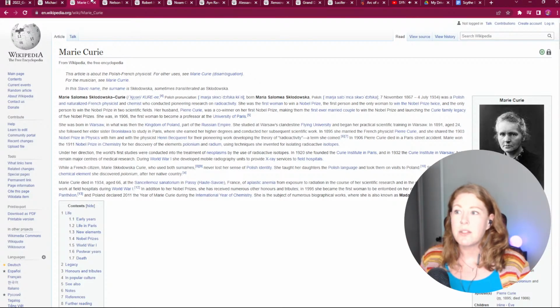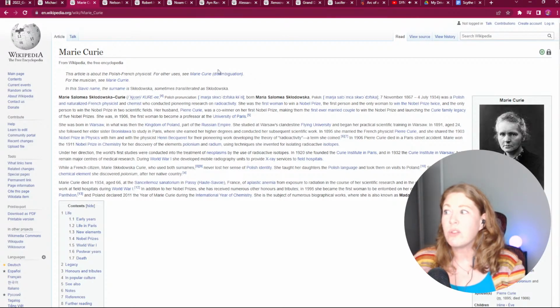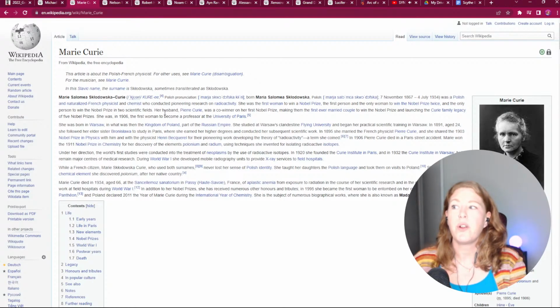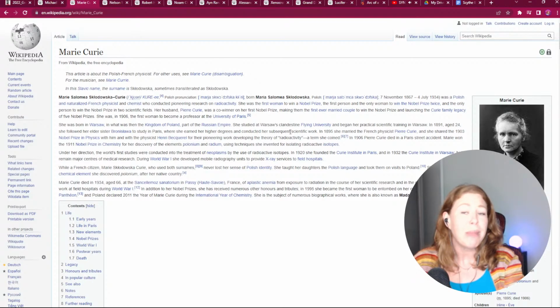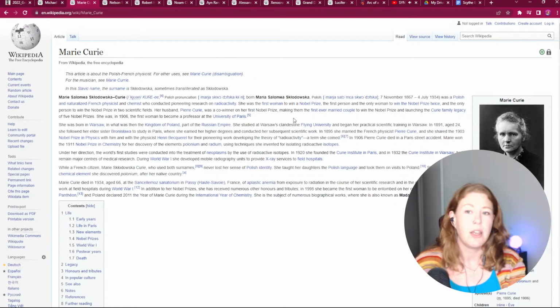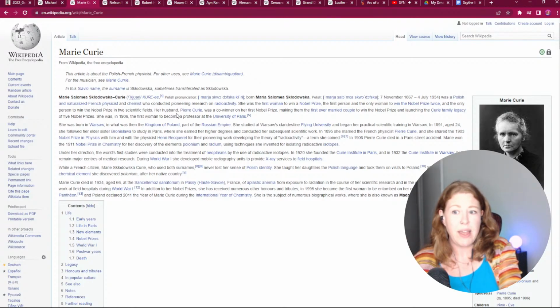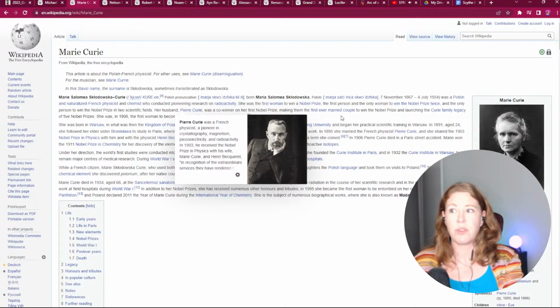She was the first woman to win a Nobel Prize. She was the first person and only woman to win the Nobel Prize twice, and the only person to win the Nobel Prize in 2 scientific fields. So she did win it with her husband. He was a co-winner of her first Nobel Prize, making them the first ever married couple to win, and launching the Curie family legacy of 5 Nobel Prizes. So not only was she, but she had a whole family that really contributed to the world.